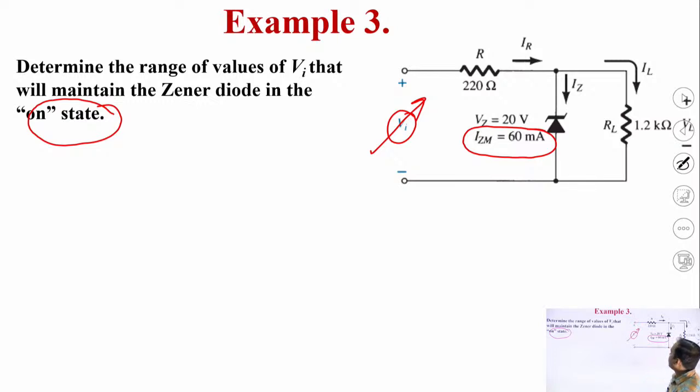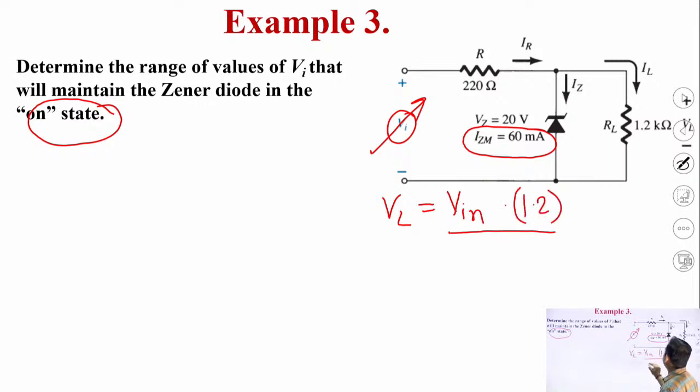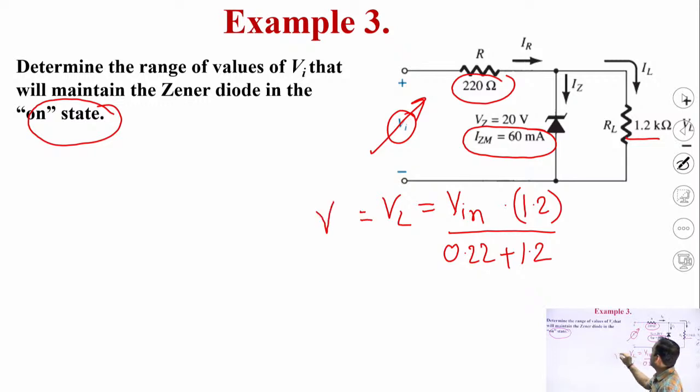So how can we start? First, I'm going to start with the open circuit voltage or load voltage VL, which will be input multiplied by RL, which is 1.2 divided by 0.22 plus 1.2. We can clearly see here that this is given in ohms, and here the value is given in kilo ohms, so we have to be very cautious about this. When this value is equal to Vz, we can say that the input voltage is minimum. So with the help of this relationship, we can obtain the minimum value of input voltage.